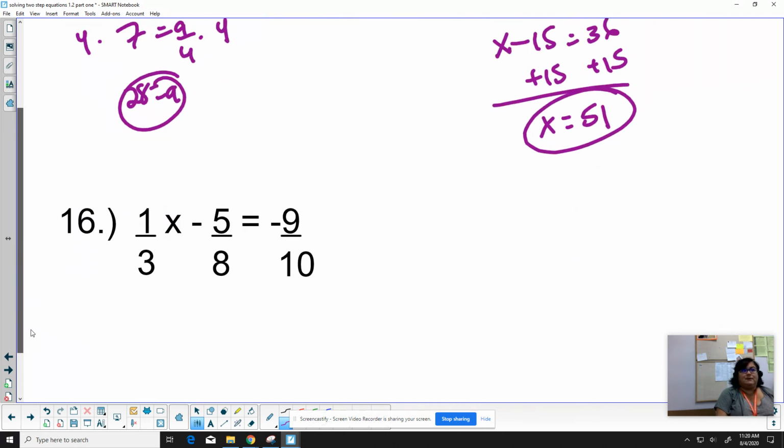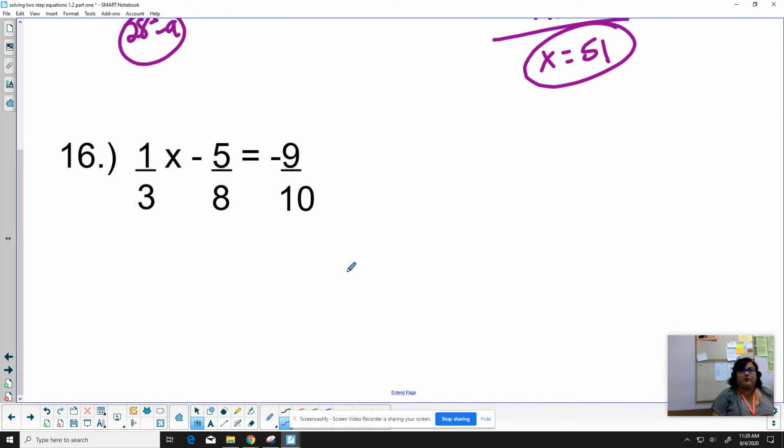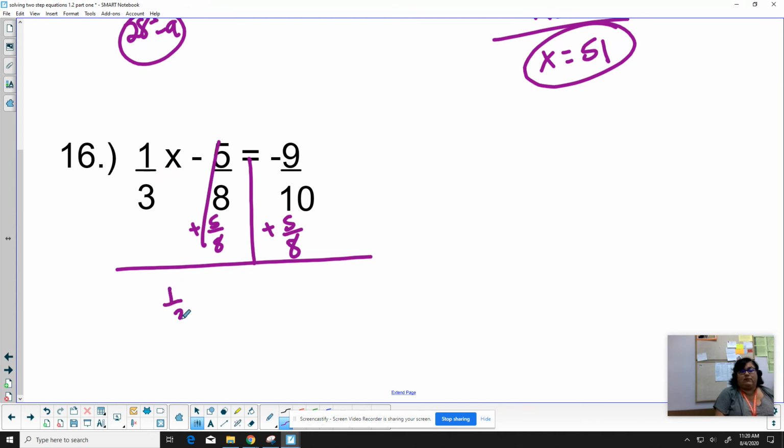Good job. All right, let's look at this fraction one, because sometimes fractions are scary, but we have a calculator, so we're not super worried about it. Okay, it's the same steps. I still want to get x by itself. I'm going to get rid of the minus 5/8. So that's going to make me plus 5/8. So the 5/8 cross out. 1/3 x drops.